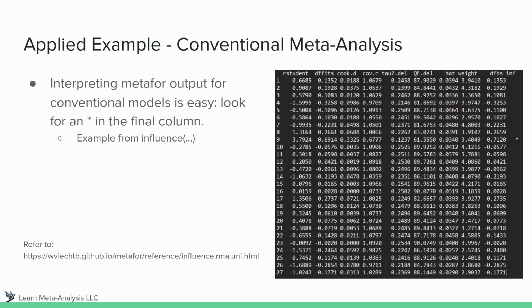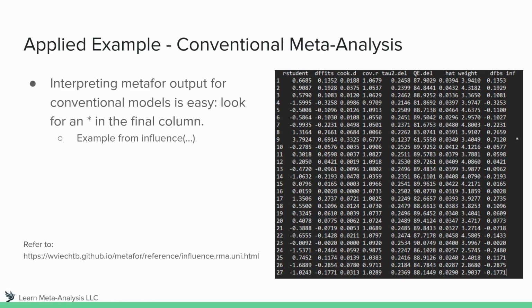Okay, if there is an asterisk in the final column, that means that study should be checked out because it's either a potential outlier or has significant influence according to one of these metrics. So I include the web link here to more information about this process and what this analysis is actually doing. This is using the influence function from metafor. But what I want you to have as a takeaway point here is if you're running a conventional model, it's not like you need to do some really, really complex process to be able to check out outliers and influence. It's actually very, very simple if you're using R.